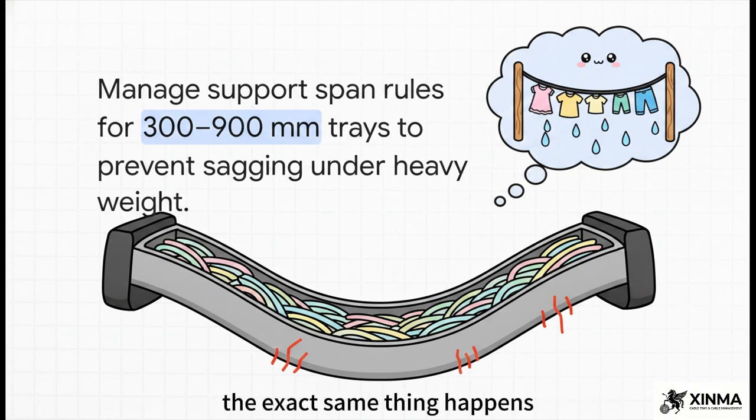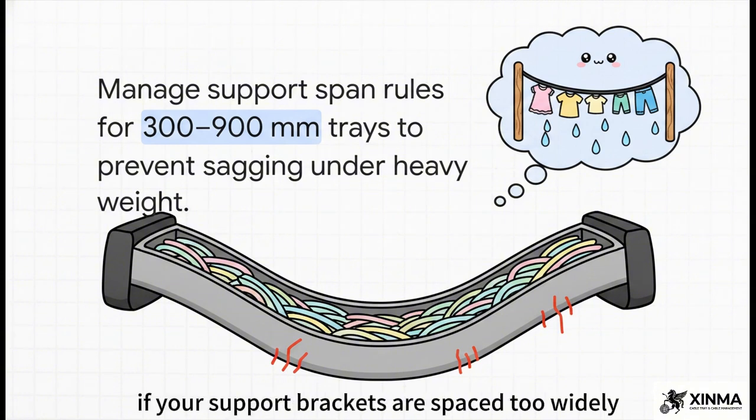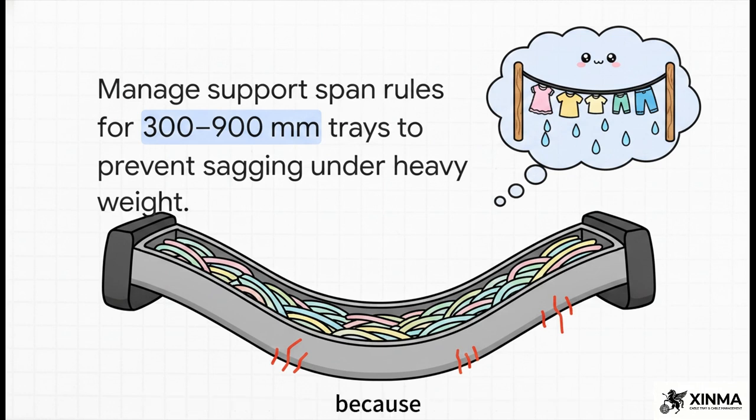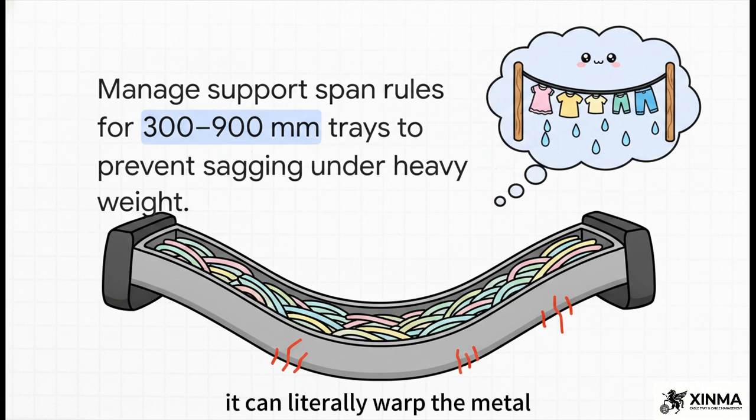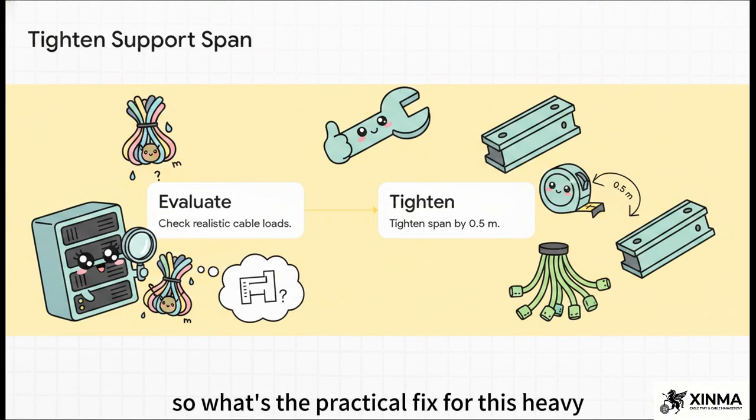The exact same thing happens to a fully loaded cable tray if your support brackets are spaced too widely. These structural load rules exist to prevent that dangerous sagging. Because a sagging tray doesn't just look unprofessional, it can literally warp the metal and stretch those super delicate fiber optic cables inside. So, what's the practical fix for this heavy clothesline problem?